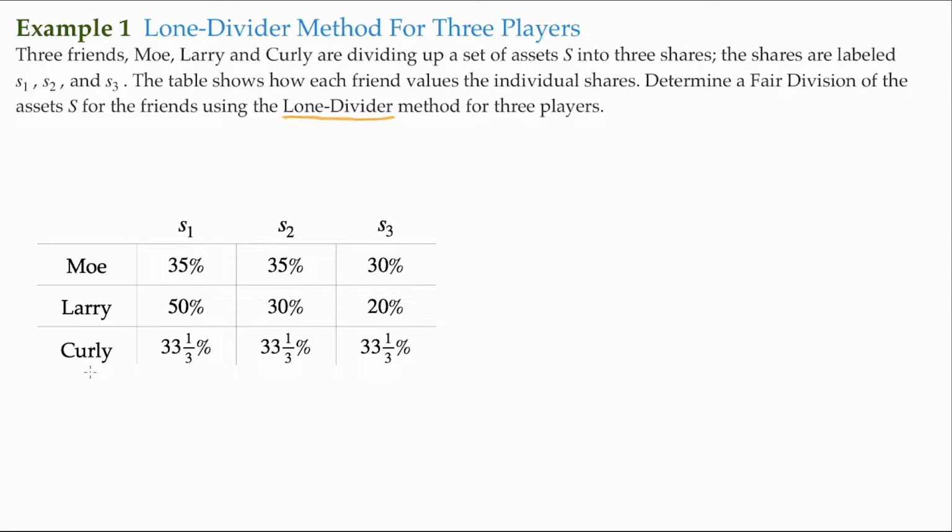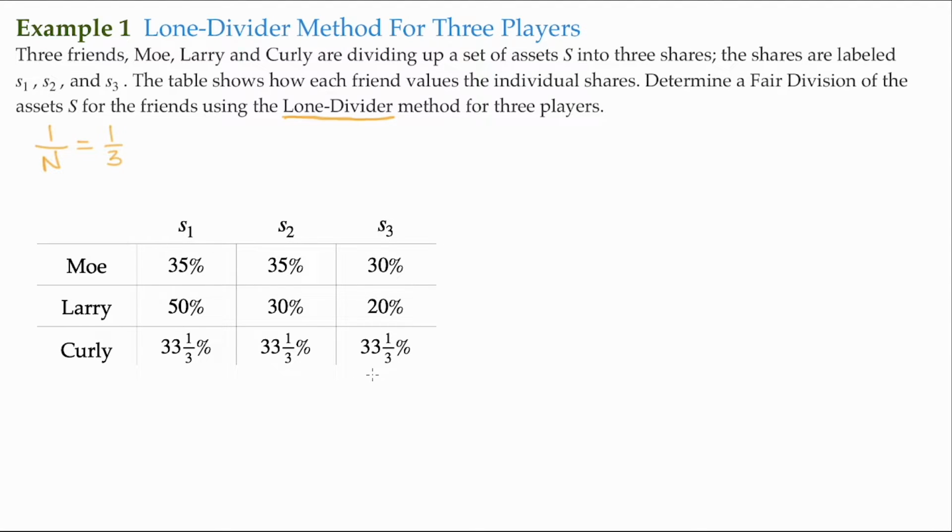Now we can see that Curly is the divider for this particular asset. And we know that because each of the shares is broken up evenly. He broke it up into 1 over n, where n is the number of players. So he broke up those shares into 1/3, and 1/3 is 33 1/3%. That's how we can tell who the divider is, because their shares are going to be even, because they're going to be the last one to take a share. So no matter which share they choose, they'll always get a fair share.